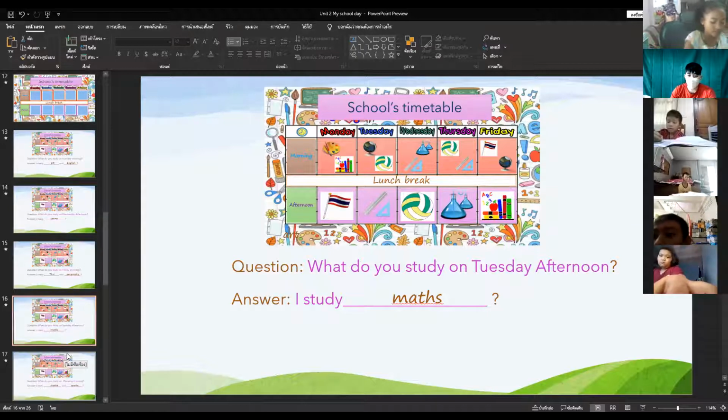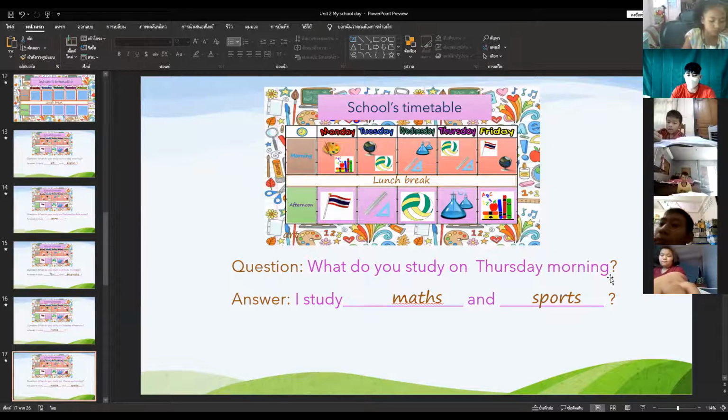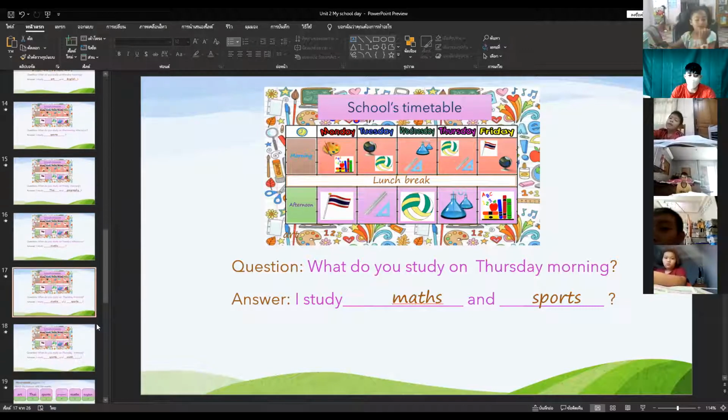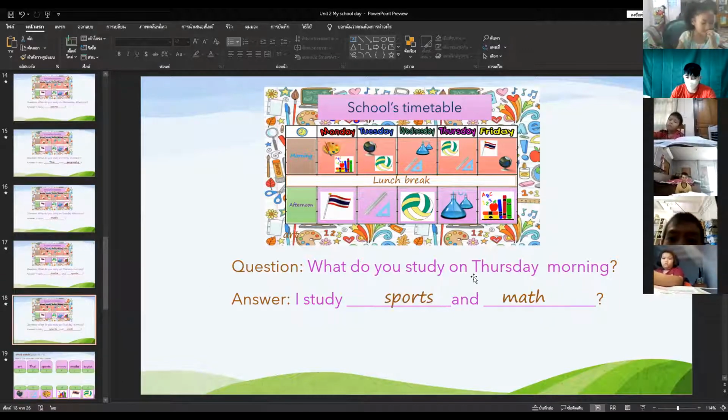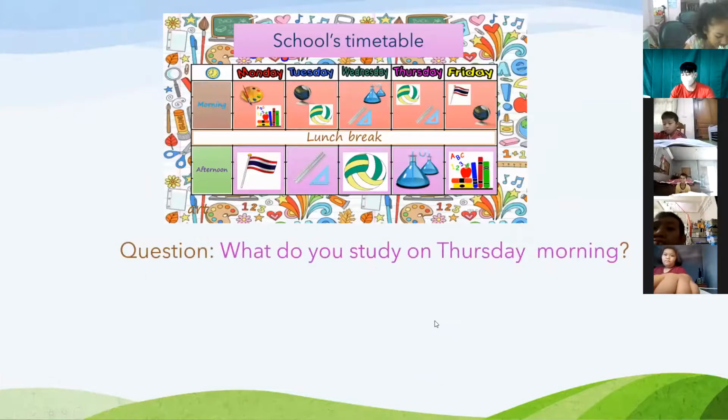How about, what do you study on Thursday morning? Math and sports. Okay, sports and math. Now, look at a page.